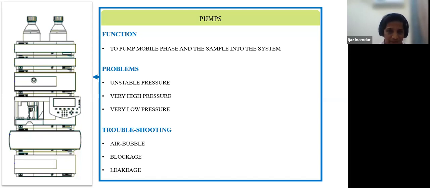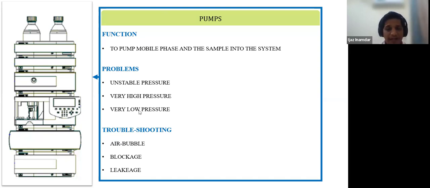If your pump is not performing very well, how would you know? If your pressure is unstable. Let's say you have started the system and after an hour or so the pressure is not stabilizing. That means the pressure is unstable. Then you need to look at the pump. Is there any problem with the pump?